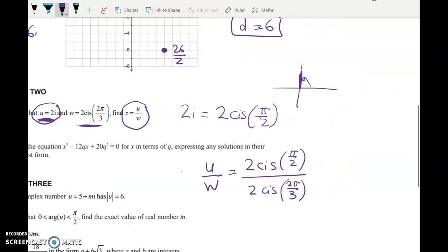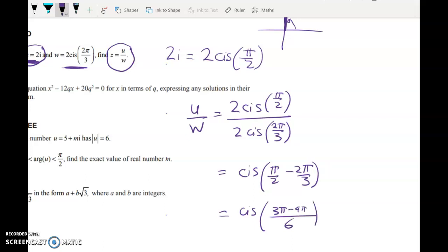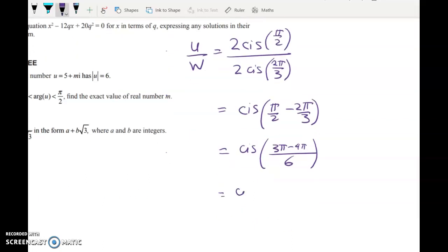And when we divide numbers in polar form, we divide the moduli, so it's just going to be 1, and we subtract the arguments from each other. So it's cis of pi on 2 minus 2 pi on 3. I'm going to make those into fractions with the same denominator. So it's going to be divided by 6, and I'll have 3 pi minus 4 pi, giving me cis of negative pi on 6.